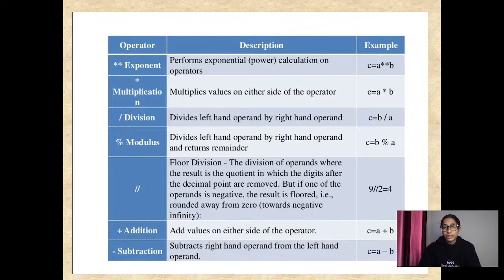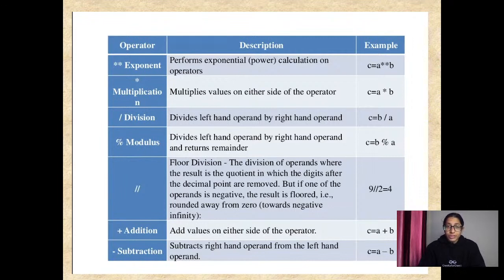Carrying forward, now is division. Division always divides the left hand operand by the right hand operand. We'll perform the program and you will understand it better. Next is the modulus. This is very important because people generally get confused between modulus and division. So modulus divides the left hand operand by the right hand operand, and the value obtained is the remainder. It returns the remainder.